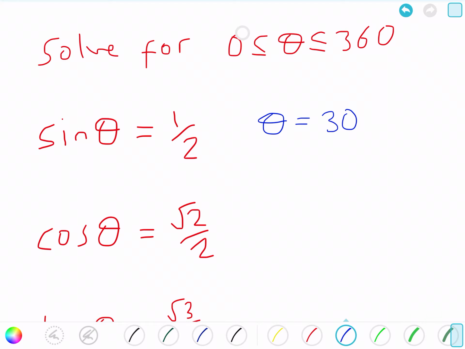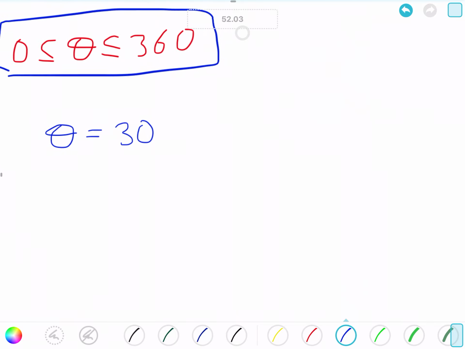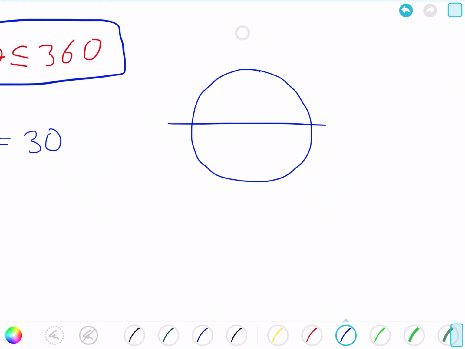Okay, now that is not the end, because this says you need to find all thetas within this range that give you a half. So I'm going to show you 2 ways of thinking about this. The first is the one that we introduced last week with the unit circle. So it's kind of like this.